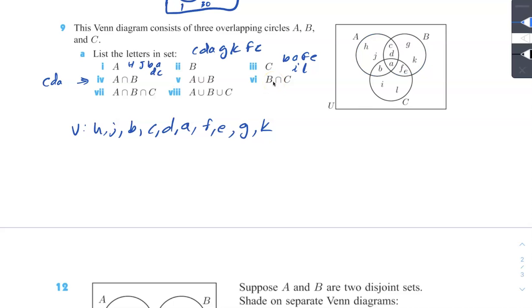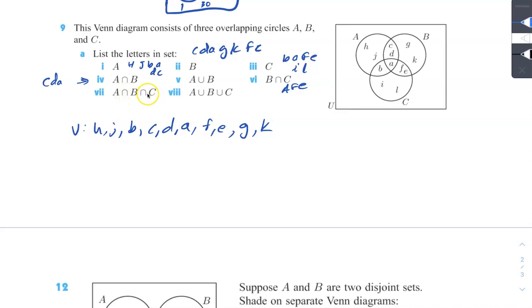Move on to the next one. B intersection C. So where does B intersect with C? That should just be right here. That's where B and C intersect. So A, F, E. Like that.